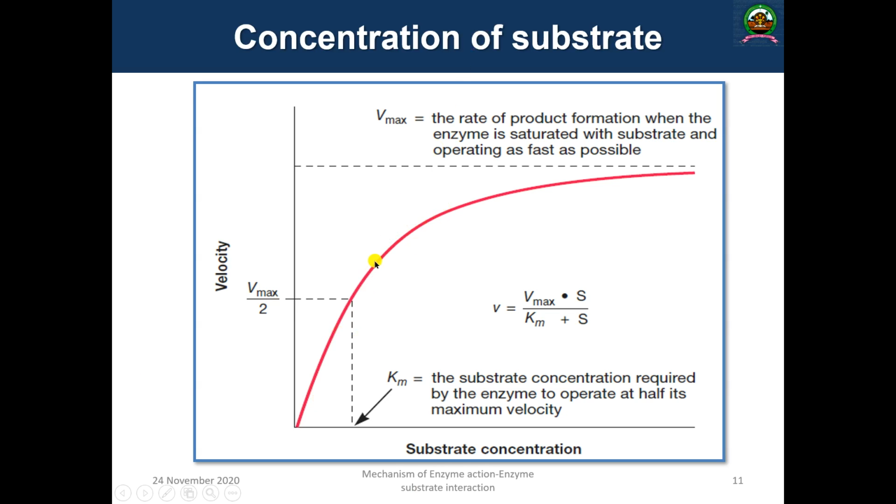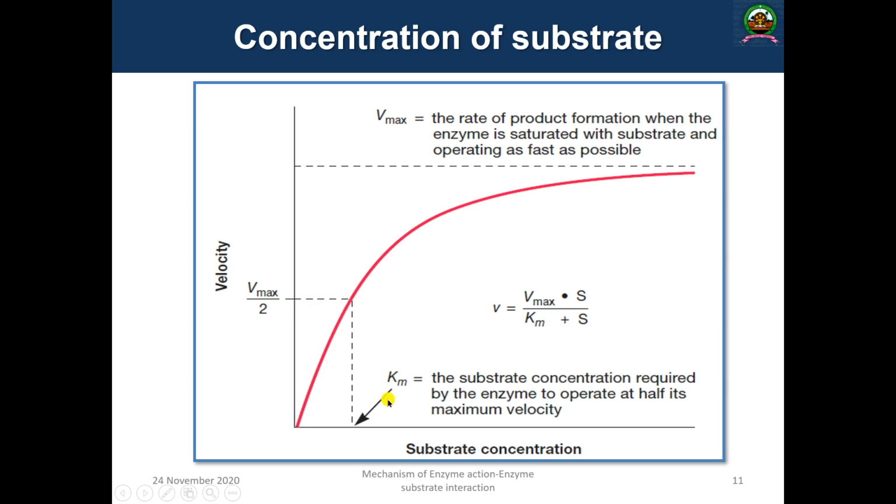It will saturate, and this is the maximum level, and at this level it is a constant. Okay, and this is the maximum level. This is known as Vmax, the rate of the product formation when the enzyme is saturated with the substrate, operating as fast as possible.